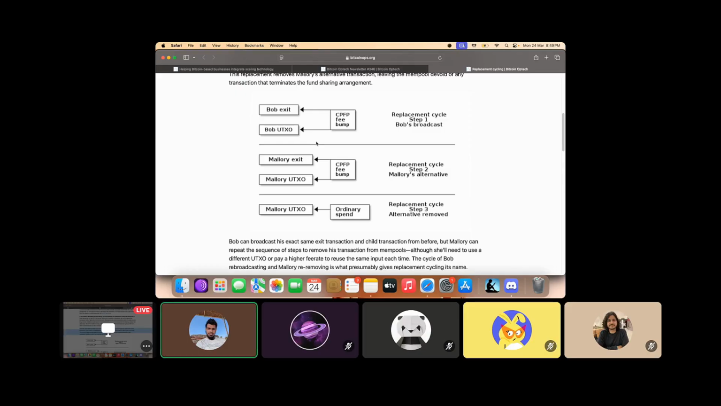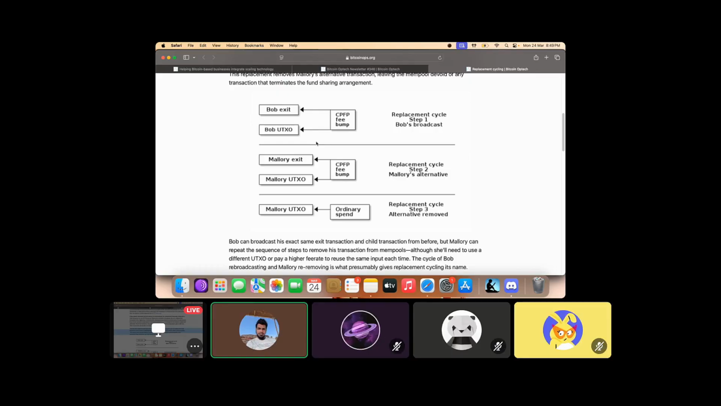That's why it's called the replacement cycling attack, because every time Bob broadcasts his commitment transaction and it gets included in the mempool, Mallory replaces her version of the commitment transaction with Bob's version, and then Mallory replaces her own version of the commitment transaction with an ordinary spend, meaning a completely unrelated transaction, right? So that's where the name replacement cycling attack comes from. Mallory just keeps on replacing every single transaction that can ensure that Bob exits the Lightning channel.